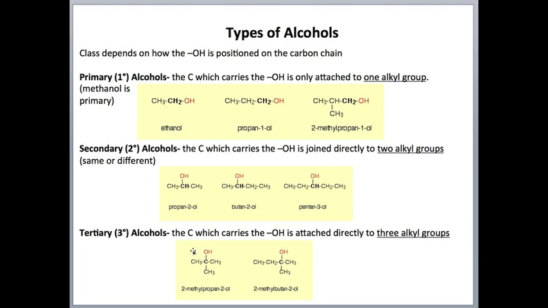And tertiary alcohols are when the carbon which carries the OH group is attached directly to three alkyl groups. So, for example, 2-methyl-propan-2-ol, we can see that the OH group is attached to the central carbon here, and there are three methyl groups also attached to that carbon. Therefore, it's a tertiary alcohol.